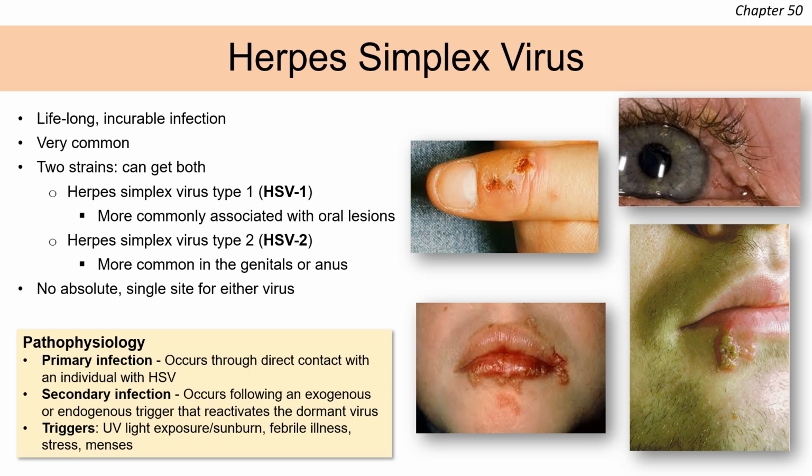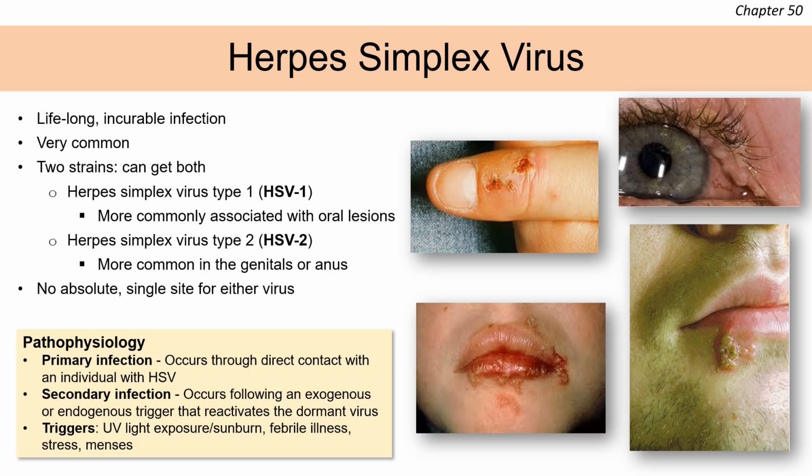So the second time, and every time thereafter, that they get an infection, it's going to occur following an exogenous or endogenous trigger. That means something is going to trigger, either from inside the body or from the environment, that's going to reactivate the dormant virus, and then that's when you see these lesions emerge. So there are periods of remission and then periods of exacerbation. Some common triggers would be UV light exposure or sunburn, a febrile illness, stress, and menses.